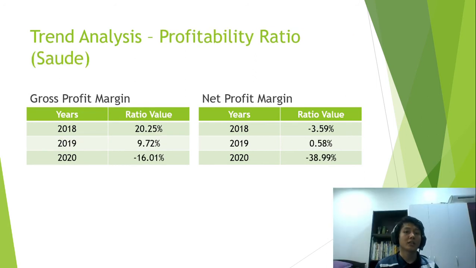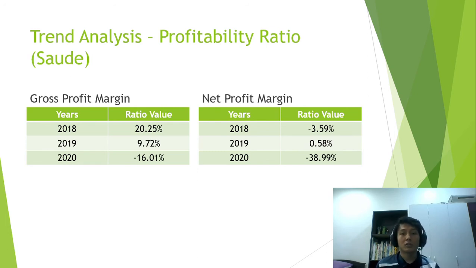Moving on to the next slide, the last ratio analysis for Saudee Group Berhad is profitability ratio. Based on the table there, Saudee Group Berhad's gross profit margin for 2018 and 2019 both show good performance, while in 2020 it shows a poor performance. This is because the company suffered great loss in 2020. Therefore, it indicates that the company had a problem to control costs in that year.